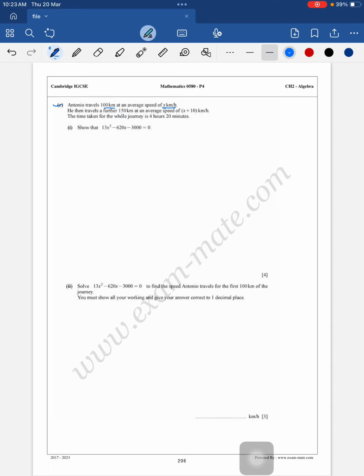Part C, Antonio travels 100 kilometers at an average speed of x kilometers per hour. He then travels a further 150 kilometers at an average speed of x plus 10 kilometers per hour. The time taken for the whole journey is 4 hours 20 minutes. Show that this. So time is equals to distance upon speed. Distance is 100, speed is x for the first, and then second time is 150 upon x plus 10. And for the whole journey is 100 upon x plus 150 upon x plus 10.